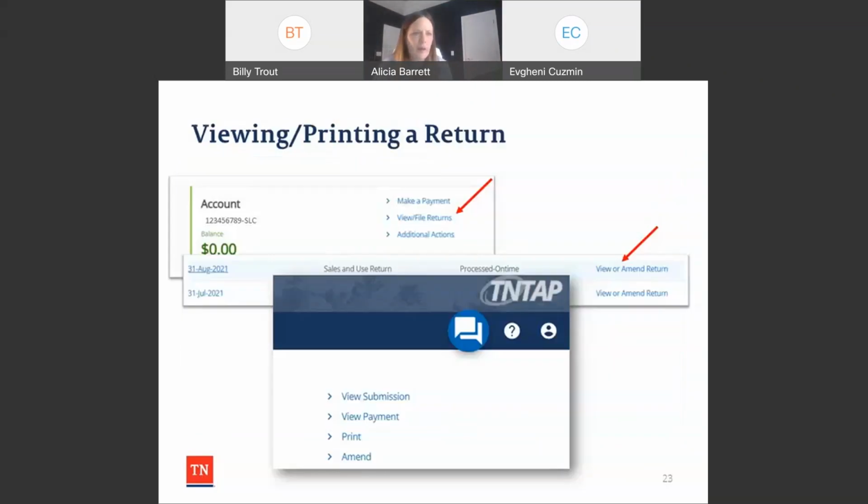So after you have completed the return and you have submitted it, you will input your password as your signature for that return. You may want to view or print the return. So if you click on View File Returns, you can click Print to get a copy of your sales tax return for your records. TennTap does maintain that for you though, so no worries there.